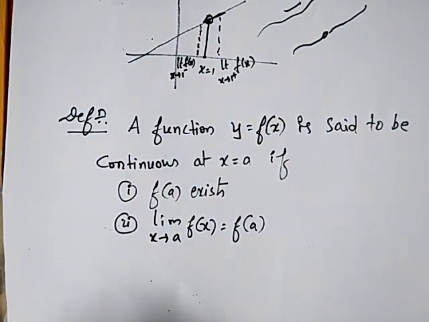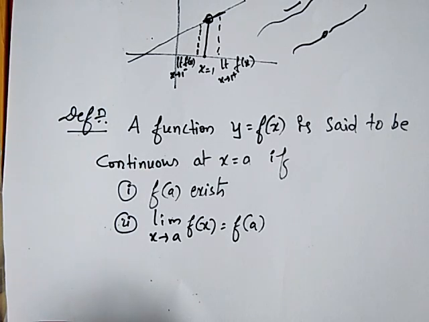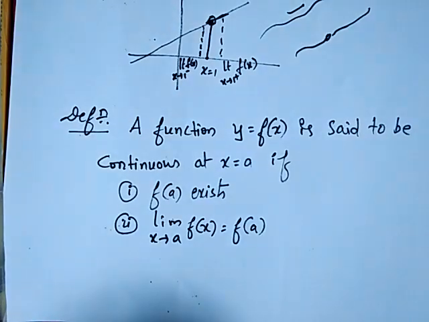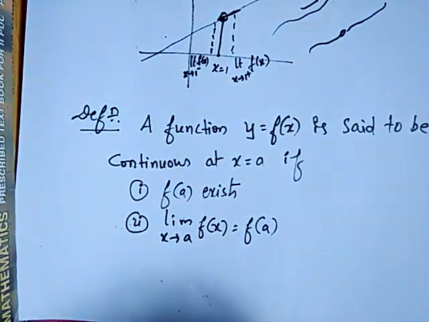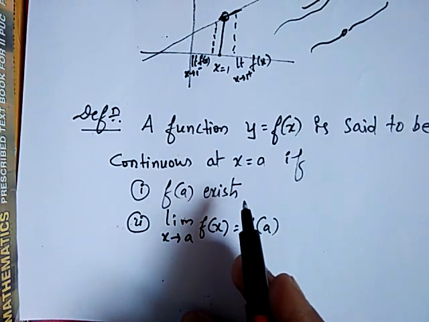One thing you should remember, my dear students: continuous means there should not be any gap, without gap, without break. It should be continuous, no break should be there. Some point x is equal to 1, like here in general x is equal to a.